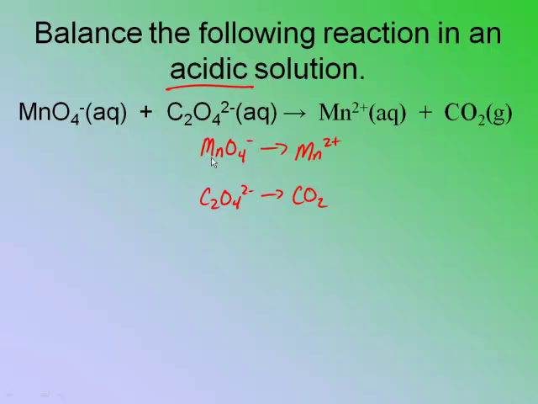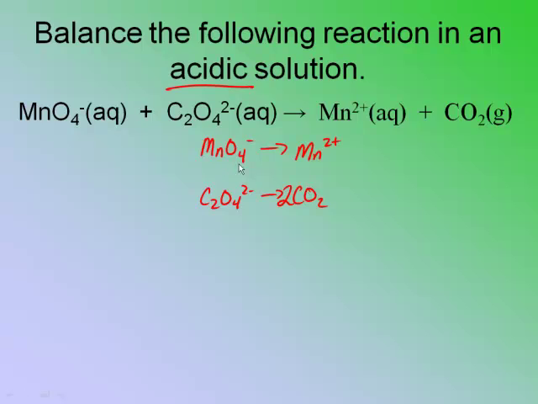So in my first reaction, I have 1 manganese on the left, 1 manganese on the right, so it's balanced. So I move to the next one. I have 2 C's on the left, I have 1 C on the right, so I hit the right up with a 2.